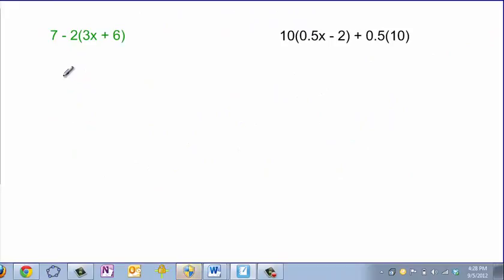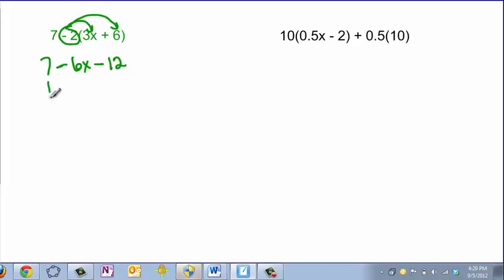Two more problems. Still simplifying. We've got to distribute here. But remember, when you distribute, when you have expressions like this, you have to take the sign with it. Carry the sign and distribute to everything inside. So I have the 7. Now it's going to be negative 2 times 3x. So I have negative 6x. And negative 2 times positive 6 would be a negative 12.